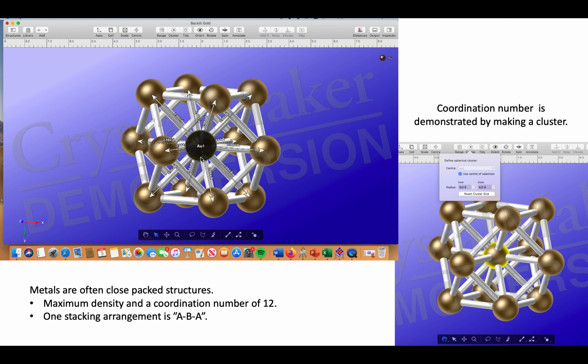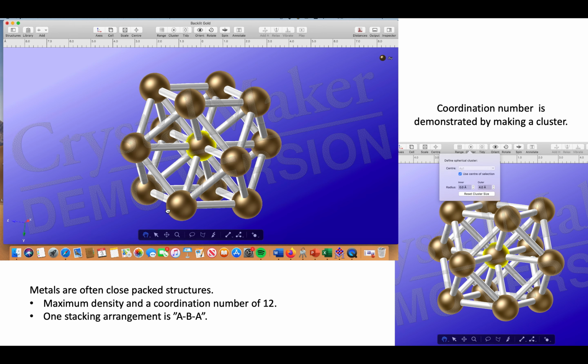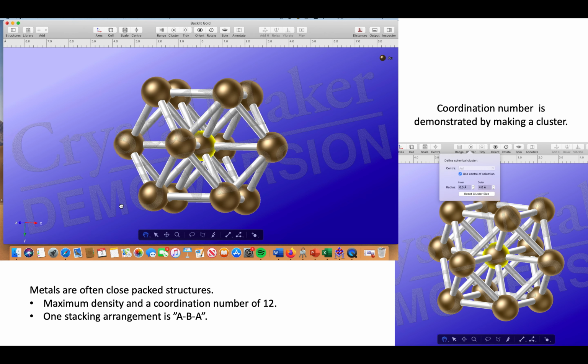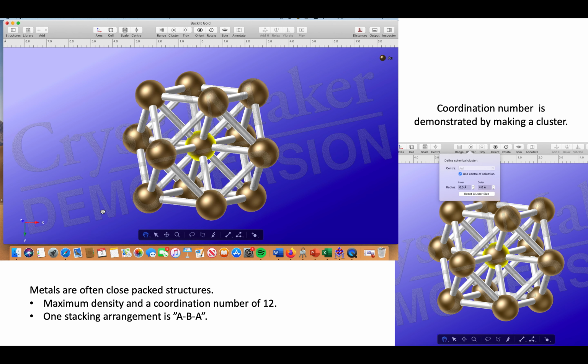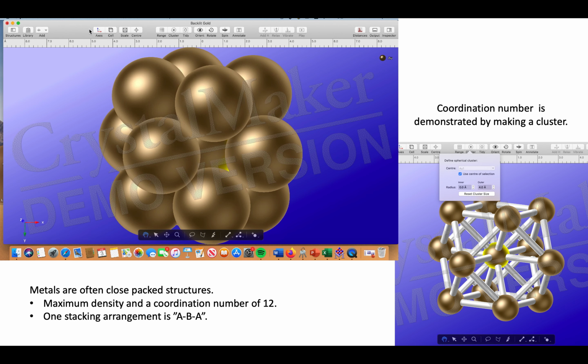Clicking on the arrow within that, we can see what the distances actually are. This is showing how the metal is adopting a stacking arrangement of the layer at the bottom, the layer at the top, and then the layer at the very top returns to the one that was below, that was the initial. It's called an ABA layer.